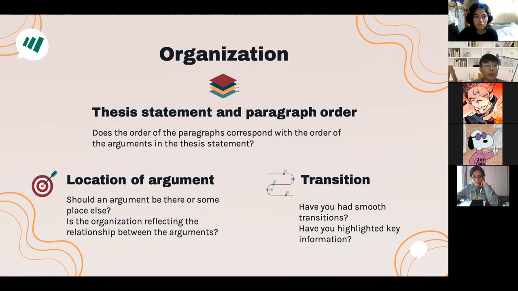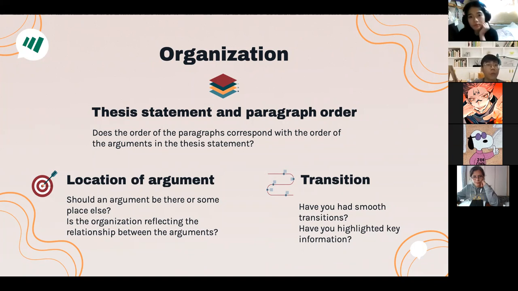So another thing is the location of each argument. Questions like, should an argument be there or someplace else? Or is the organization reflecting the relationship between the arguments? They're really helpful for you in identifying the location of argument, because you need to be mindful of this. Sometimes an argument might fit somewhere else better than the current location. And you also need to be extra cautious if your central argument involves many elements connected to each other, right?